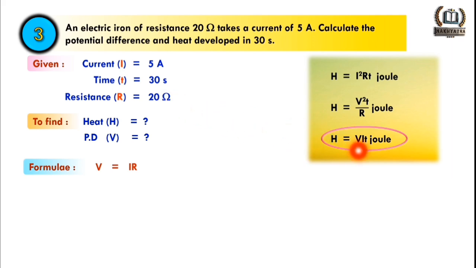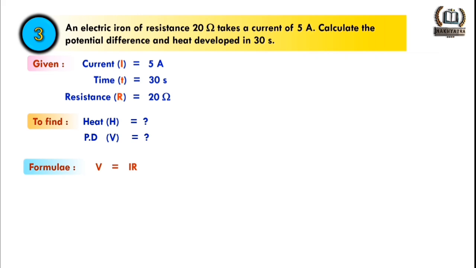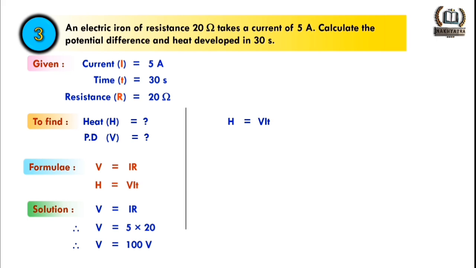Yes, again the third one, that is H equal to V into I into T joule. Okay, now see the solution here. First we will find the potential difference. So we know that the current is given as 5 ampere, and time is given, and resistance is given as 20 ohm. So by calculating it we will get potential difference 100 volt.